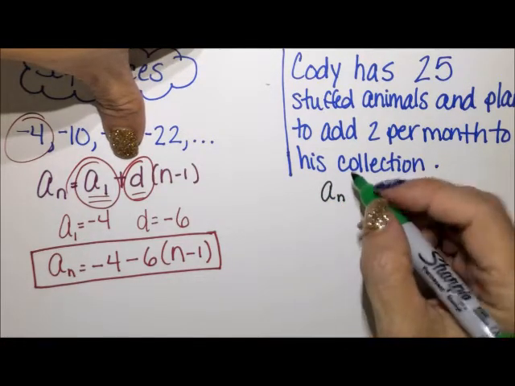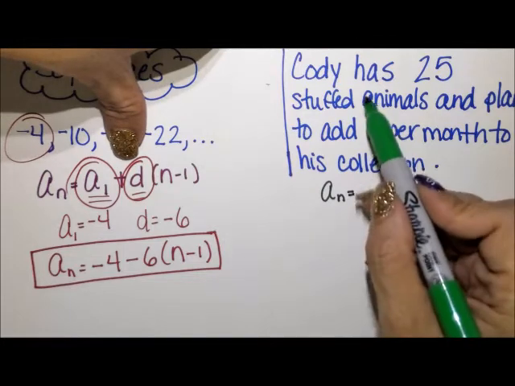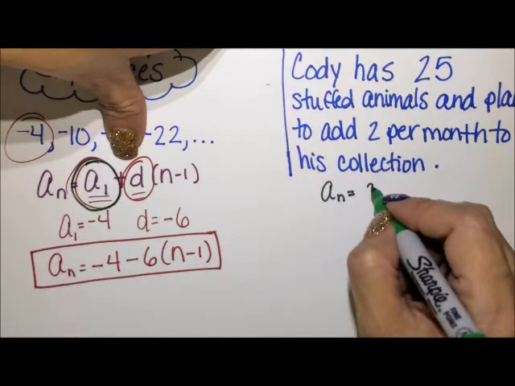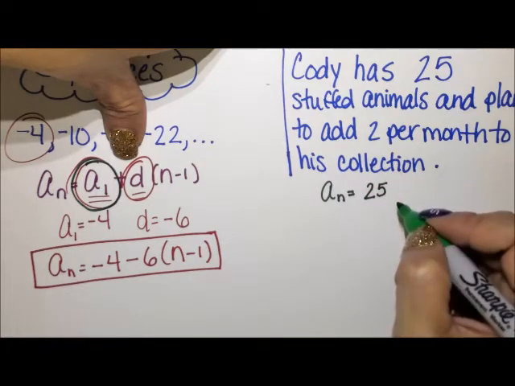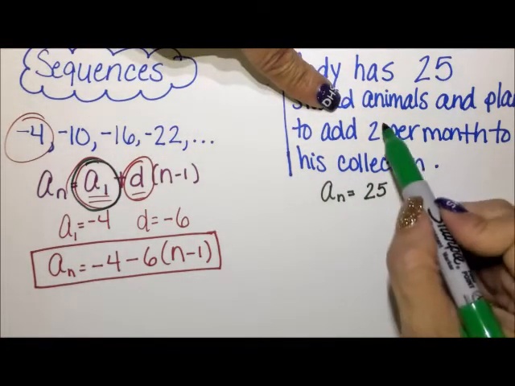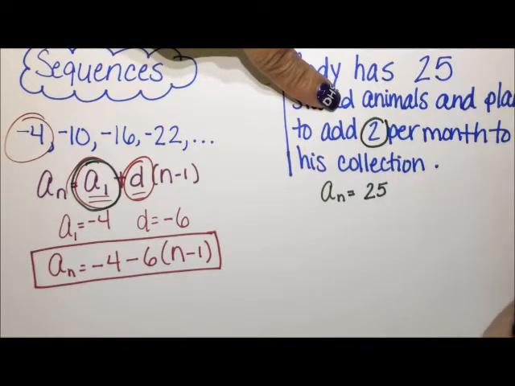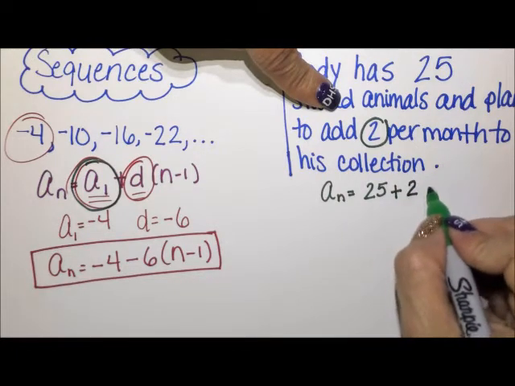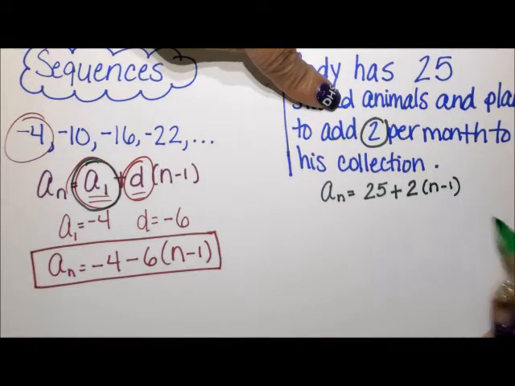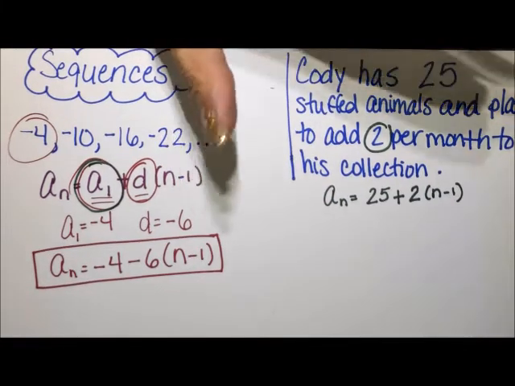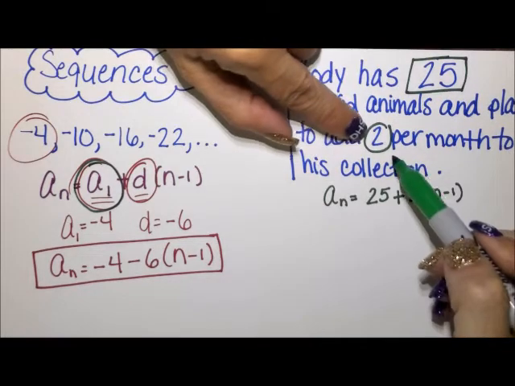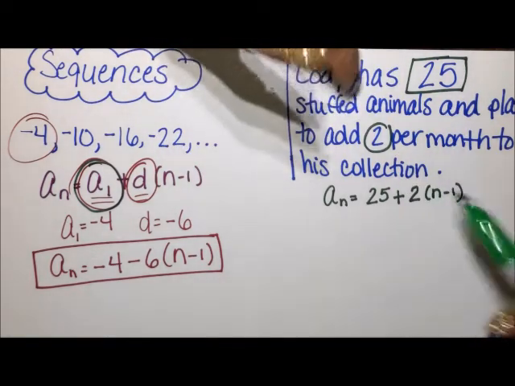Okay. So, I'm going to say that he starts with how many? Right here, a sub 1. He's starting with 25. What's his common difference? What's he adding every month? He's adding 2. So, plus the common difference times n minus 1. Now, I wrote the rule based on how many he started with and how many he's adding. This is super easy when they just give it.